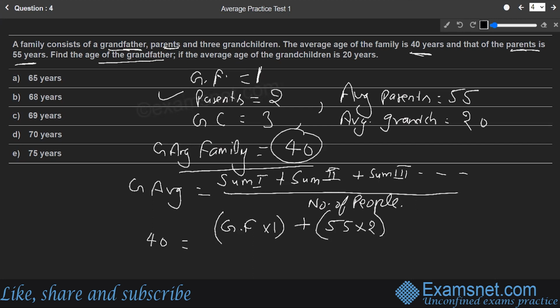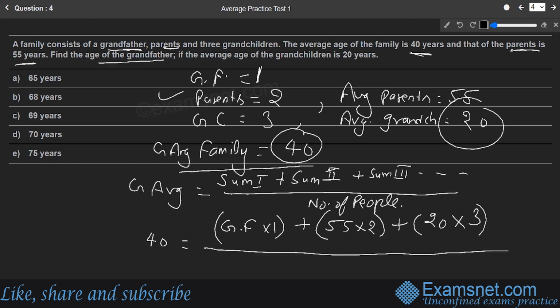So 55 into 2 is nothing but the total of the ages of the parents, plus the last category of grandchildren. What is the average of the grandchildren? They have given it to be 20, and how many grandchildren are there? 3. So this is the sum of the ages of the grandchildren, 20 into 3, divided by the total number of people. How many people are there? One grandfather, two parents, and three grandchildren. So there are in all 6 people.